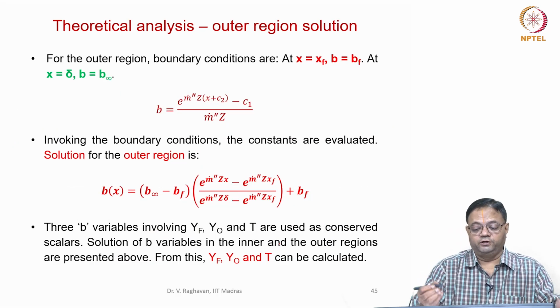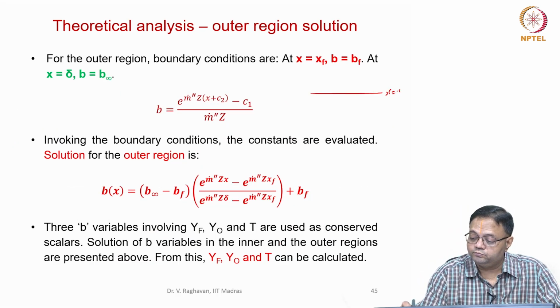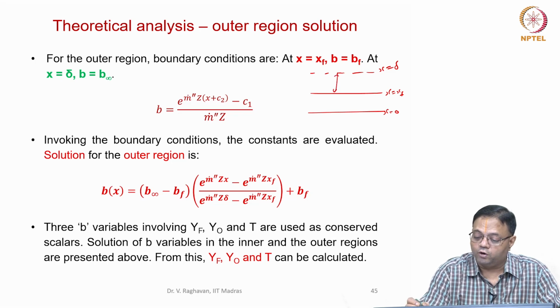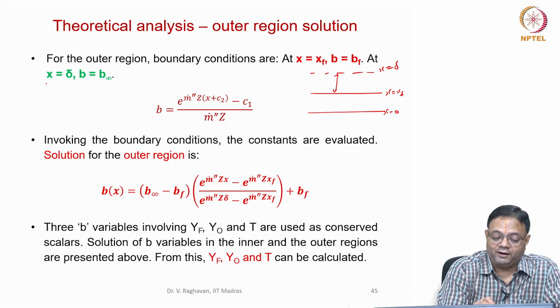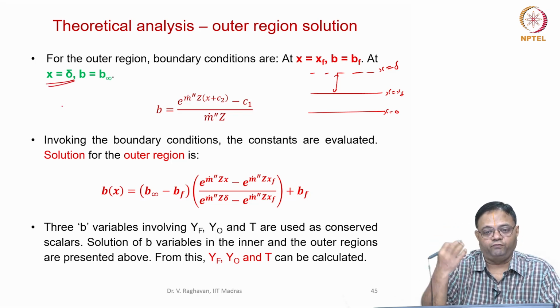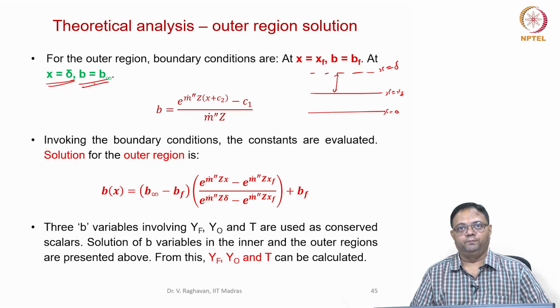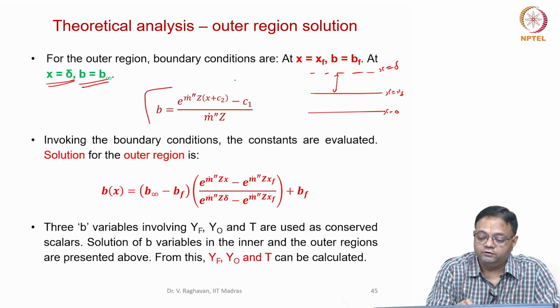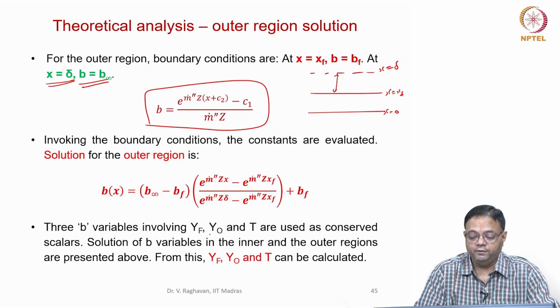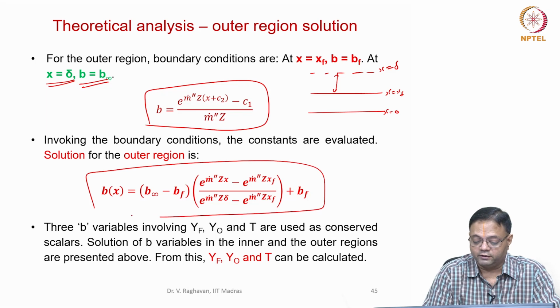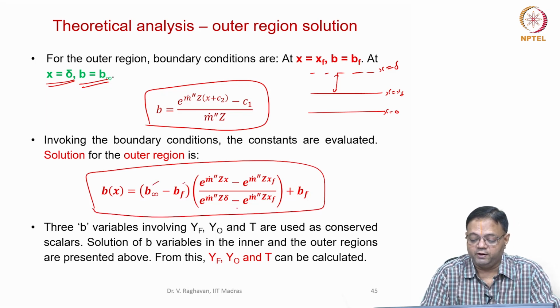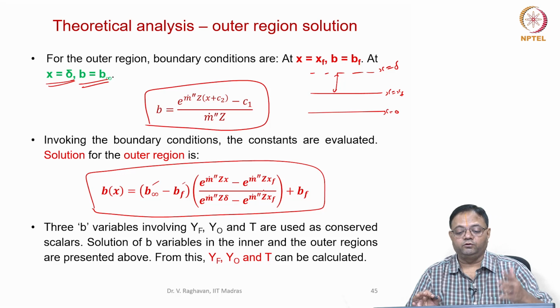Now, go to the outer region. Outer region is flame. This is x equal to 0 interface and this is x equal to del. Now, in this region, I am now concentrating. At the flame, B equal to BF, already seen, but at x equal to del, we are in the far field. So, B equal to B infinity. So, now the solution can be got. First, you invoke one condition, then the second condition, then the solution is got like this. Again, in terms of B infinity, BF, B as a function of x is got in the outer region.